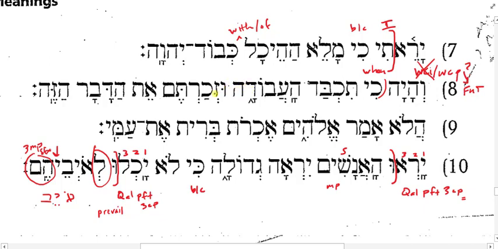I have u zakartem. That is a perfect looking ending, but with a vav in front of it. This is another WCP, which we're going to translate as future. So when the work is heavy, you, plural, will zakar. What does that mean? You will remember. Don't translate the and. When the work is heavy, you will remember et hadavar hazeh. You will remember what?